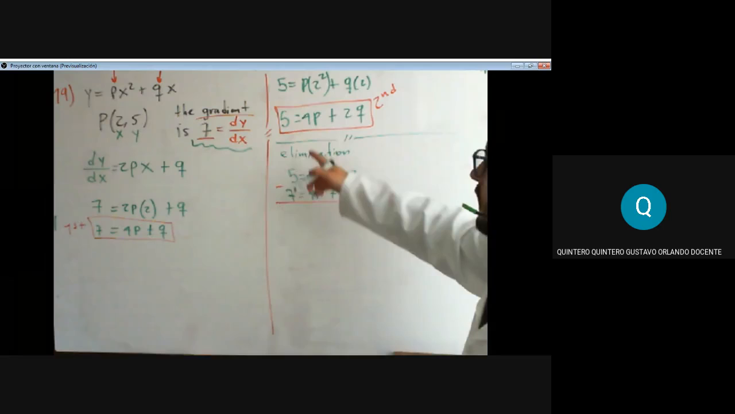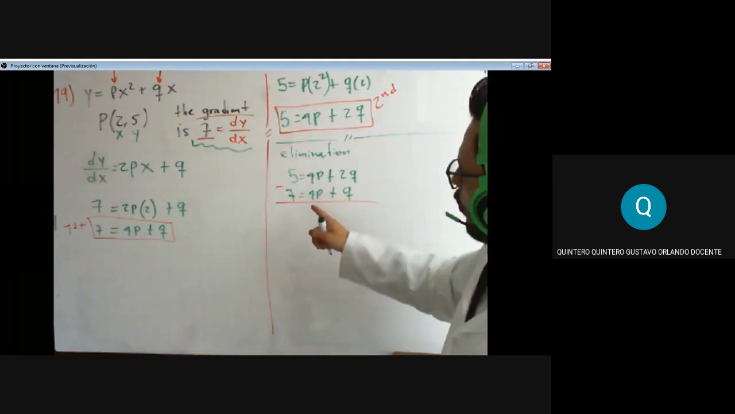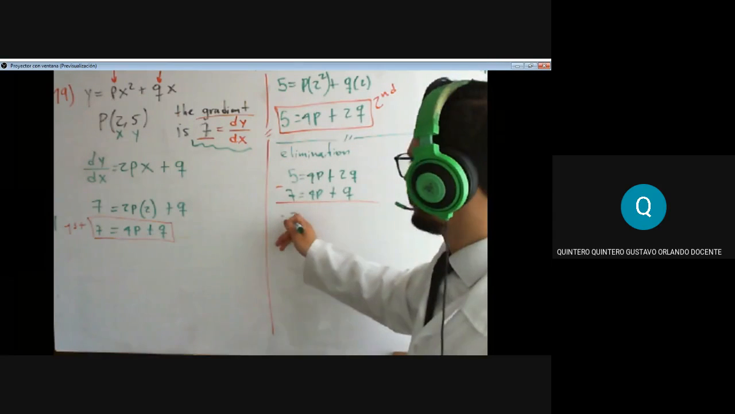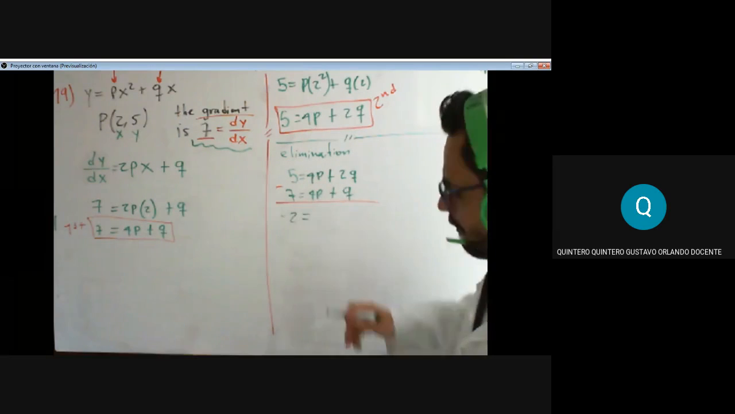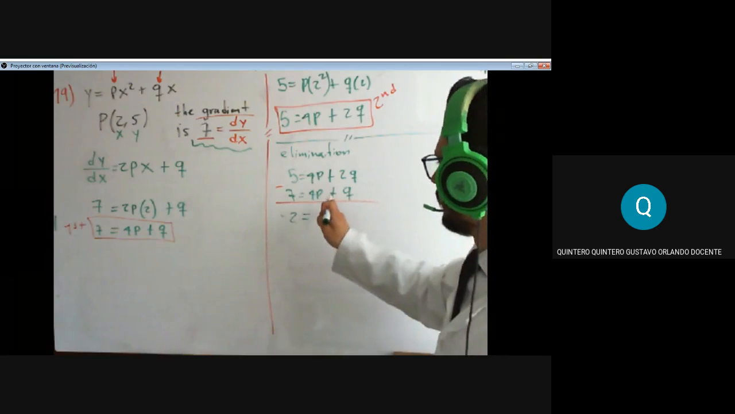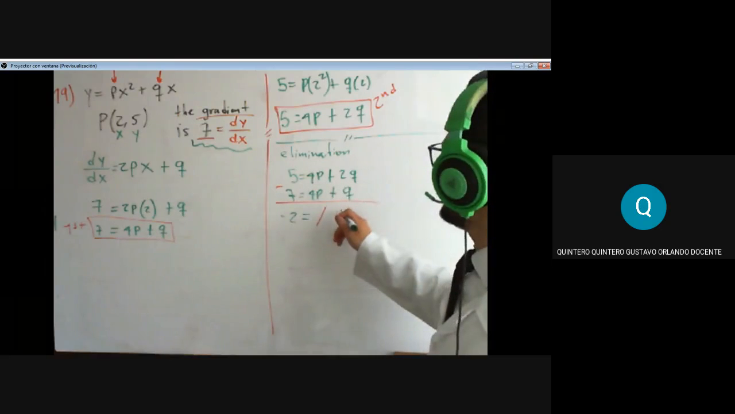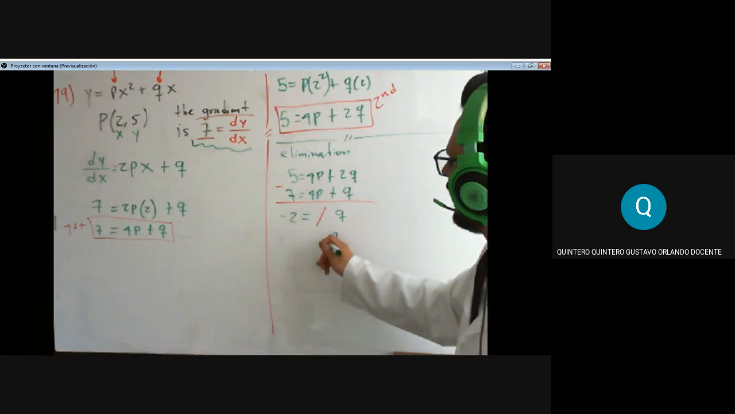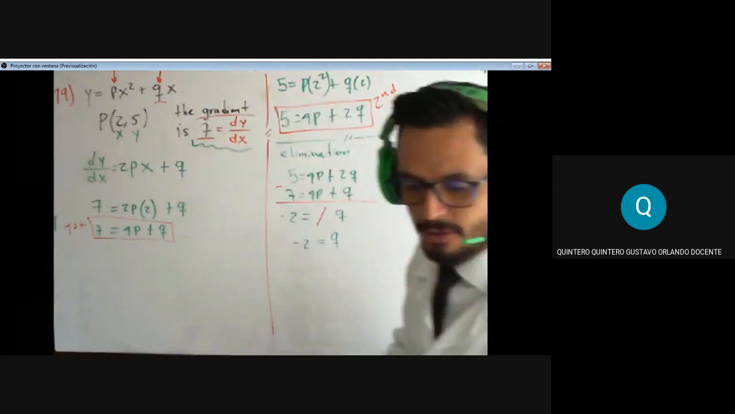All right. By subtracting, I'm going to subtract each part individually. What I mean by that is 5 minus 7 will give me negative 2, right? Then 4p minus 4p will be 0. I'm just going to write a line. Like this, I cancel the value of p. Now, 2q minus q will just be q. And look at this. Now we have the value of q. q has to be equal to negative 2. We have our first solution. We have the value of q.